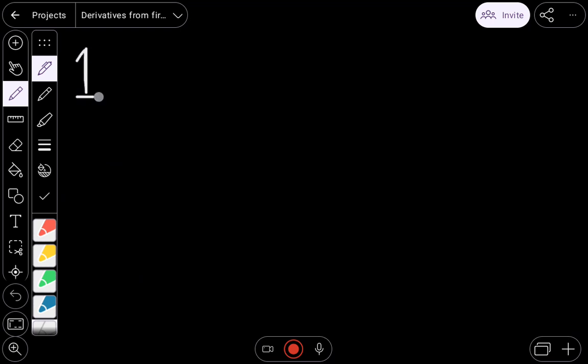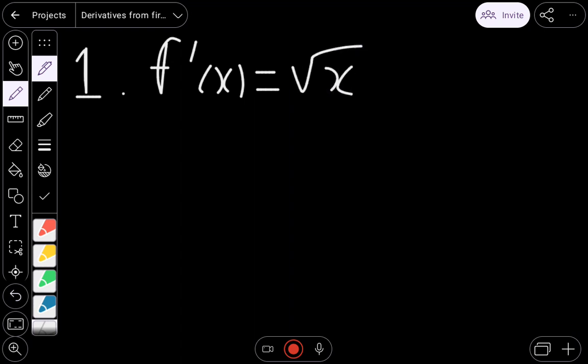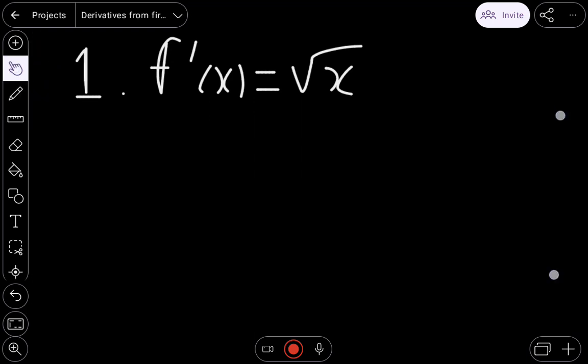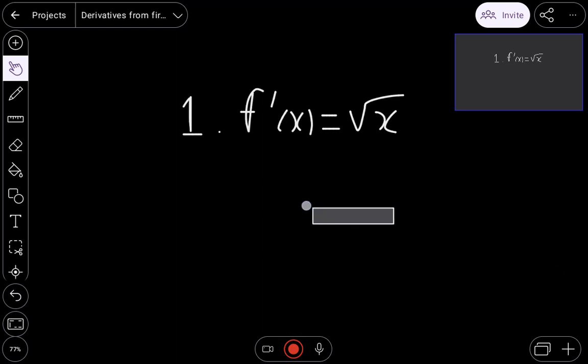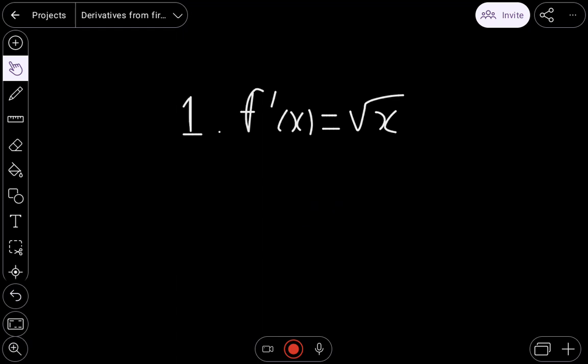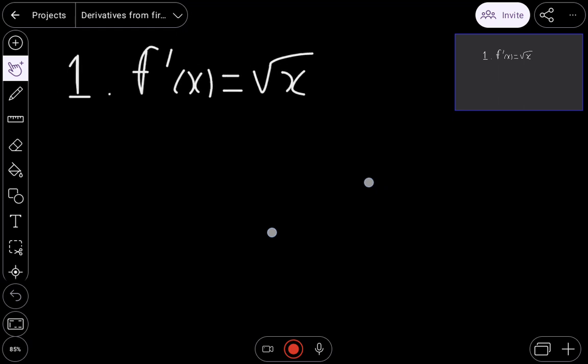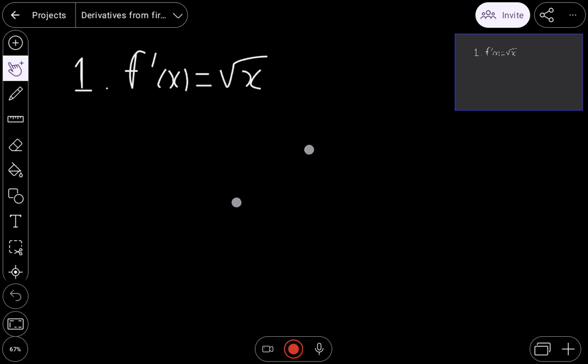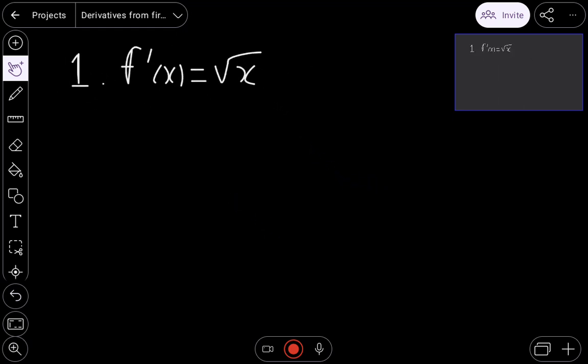Number one, this one, f of x equals square root of x. For some it will be easier to do, but most people find it hard. But then I'll simply show why most people find it harder to do, and it's understandable. I'm trying to move this here. So I'm just gonna write the solution here.